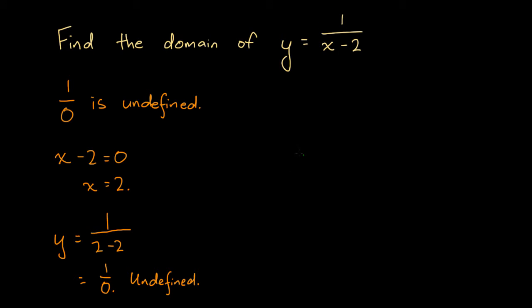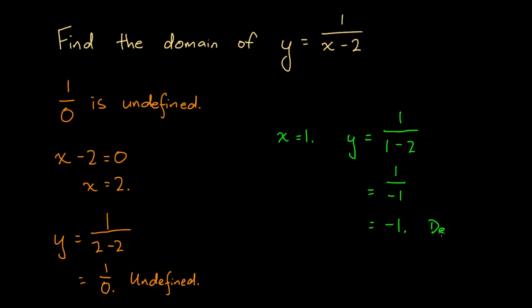Let's confirm that. Let's substitute in, say, x equals 1. At x equals 1, we have y equals 1 over, again with x equals 1 here, 1 minus 2. Let's simplify that. 1 minus 2 equals minus 1, so we get y equals 1 over minus 1. 1 over minus 1 is the same as minus 1. So at x equals 1, we get y equals minus 1.